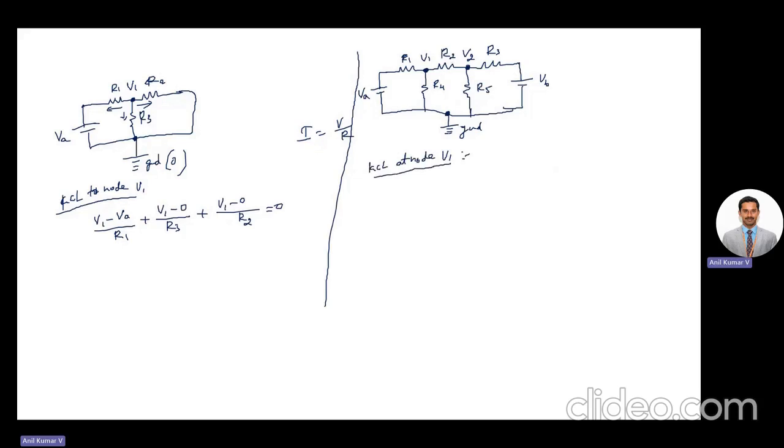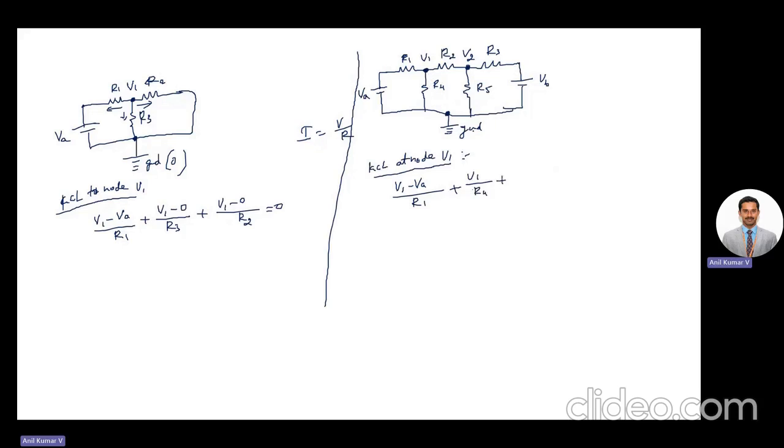Across V1, how many branches do you have? R1, R4, and R2. Now if I take across R1, I said the current is leaving. When I say current is leaving, current is flowing from V1 to VA. So what will you take? V1 minus VA by R1. I got the current equation for the R1 branch. Then across R4, the current is V1 minus 0, it is ground, divided by R4. So I can directly write it as V1 by R4.